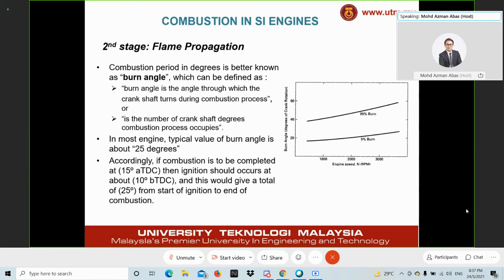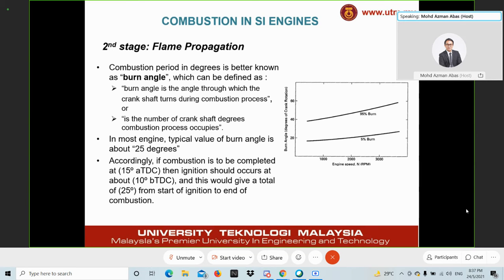Combustion period in degrees is better known as burn angle, which can be defined as the angle through which the crankshaft turns during the combustion process, or the number of crankshaft degrees the combustion process occupies. In most engines, typical values of burn angle are around 25 degrees.